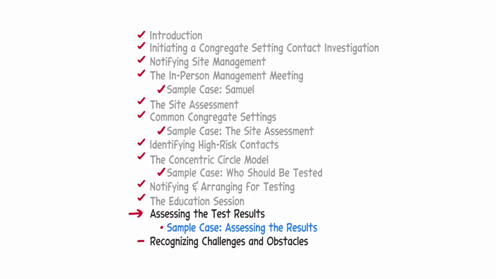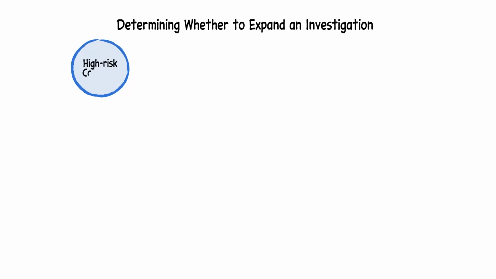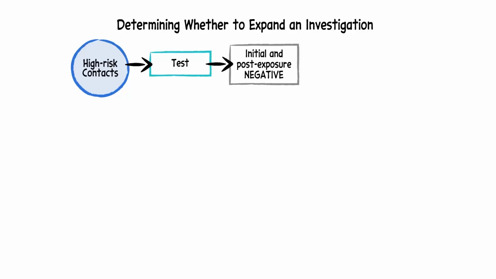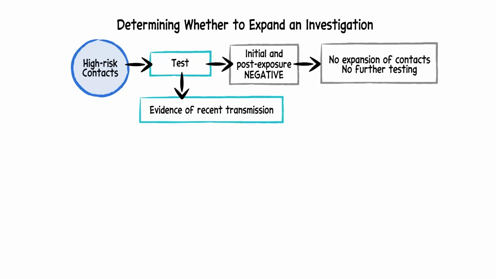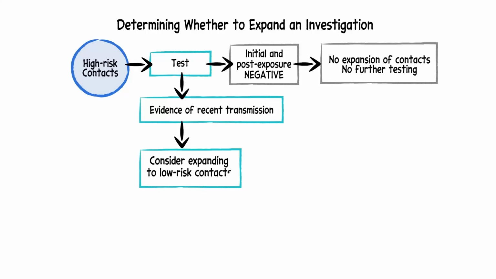After reviewing the high-risk contacts test results, you'll need to decide whether to expand the investigation. According to the CDC, if no transmission is evident in the high-risk contacts, the investigation should not be expanded to lower-risk contacts. If there is evidence of recent transmission, you can consider expanding the investigation to low-risk contacts.